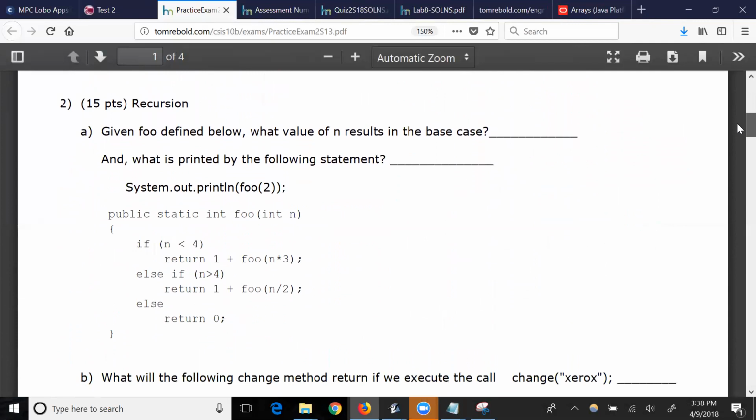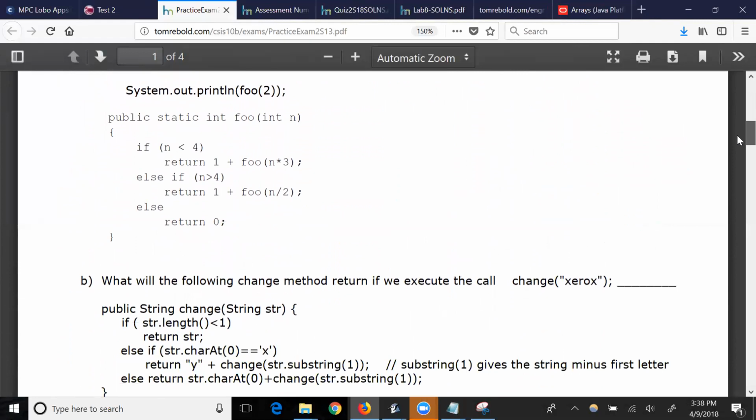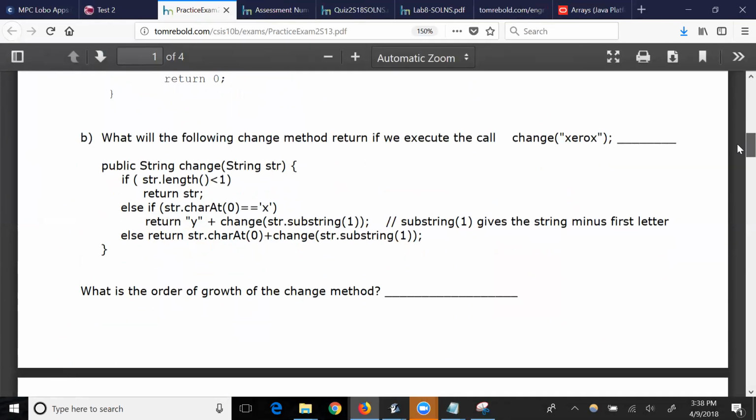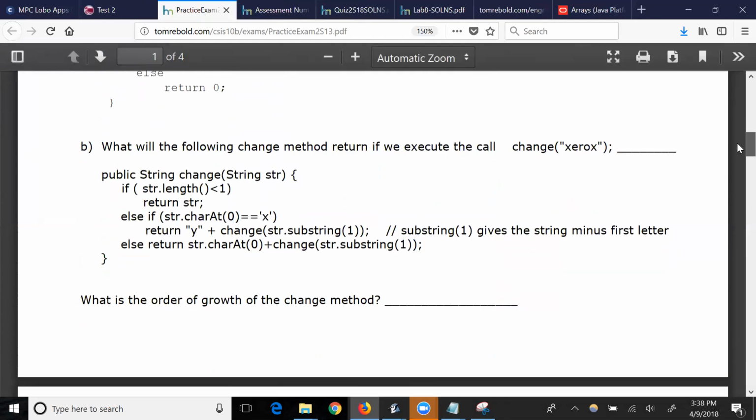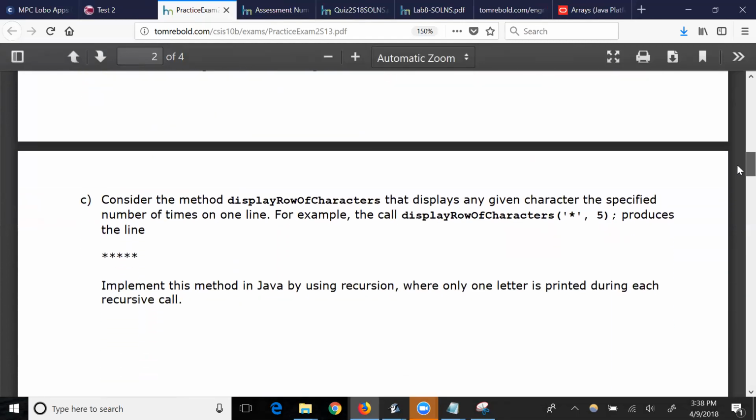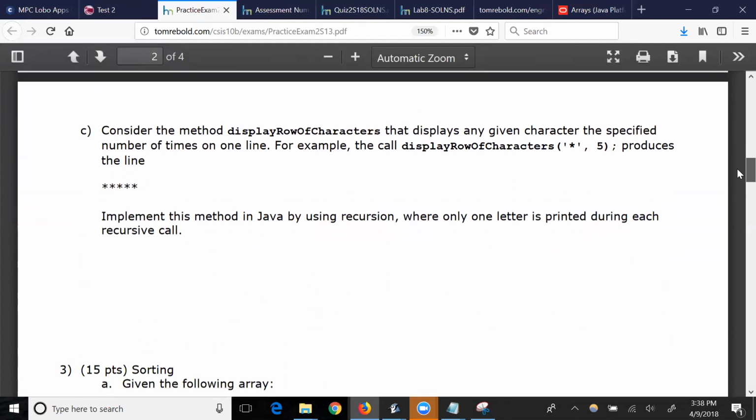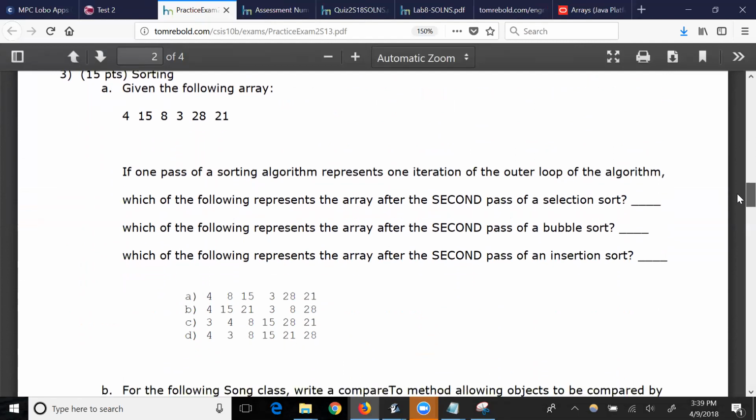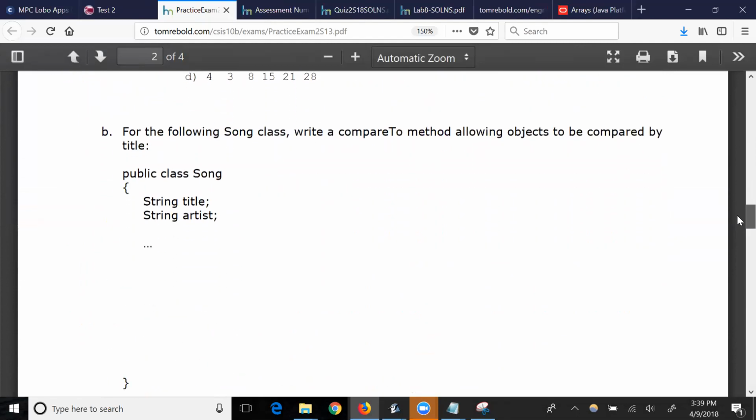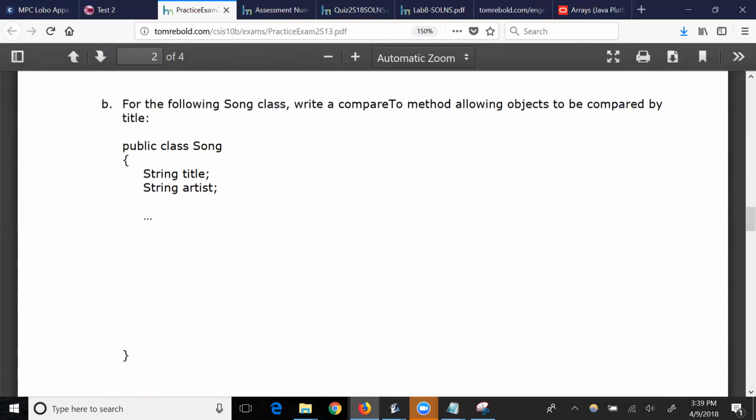But yeah, you should understand how to trace a recursive method. There's two here. One of them's working with integers. One of them's working with strings. Those should make sense to you. Writing a recursive method is pretty important. Understanding how the sorting algorithms work. I can't tell you what's going to be on or what's not, but writing a compareTo method is pretty important. And now that you've done enough of these, I think it hopefully will make sense.